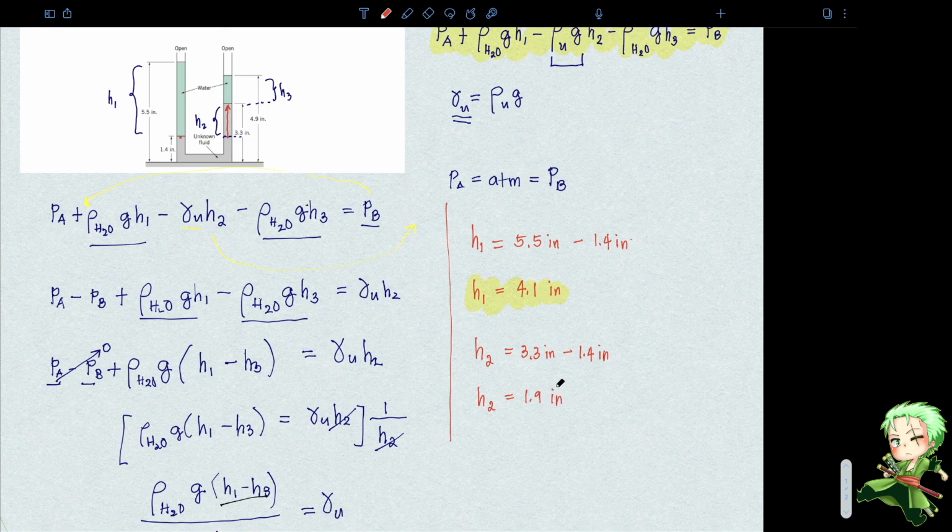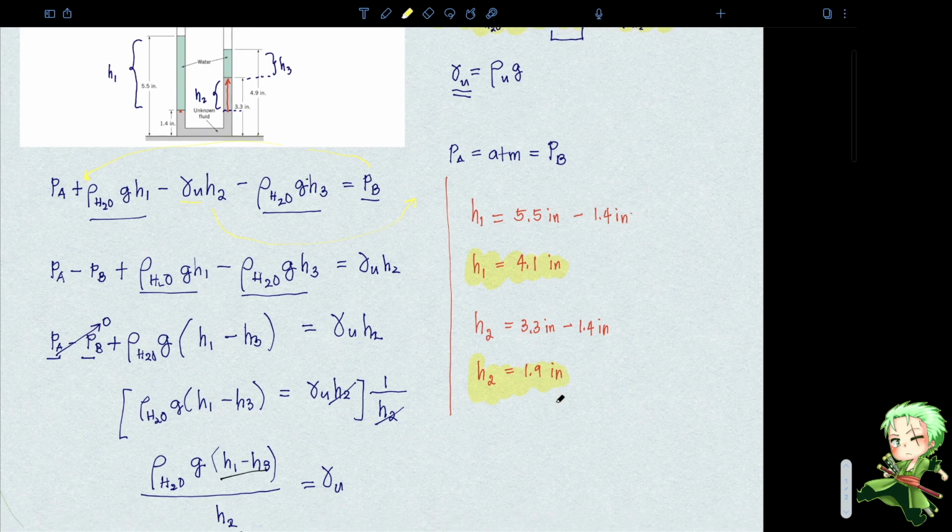So let me just check 5.5 minus 1.4. Yep, it's 4.1. And we are sure of these two values of height. And for H3, so try to look into the problem. H3 is from this boundary of water and the unknown fluid up until the top. And to get that, the same thing. You get the entire height of 4.9 inches. And then you subtract from the bottom up until the lower level, which is 3.3 inches. And that will give you the value of H3 to be equal to 4.9 minus 3.3. That will give you a value of 1.6 inches.